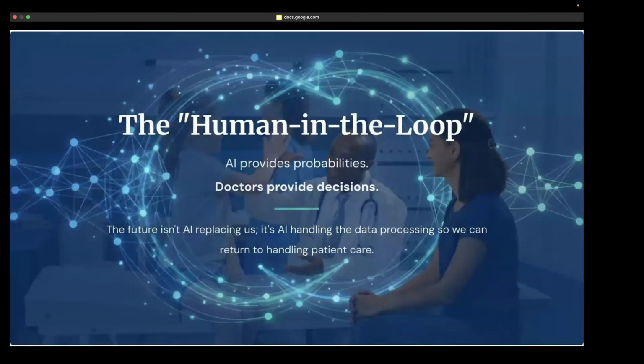And so having a human in the loop is important. I think that AI provides us a lot of opportunities, but doctors at this moment still provide decisions. And so I think having a human in the loop is important for many different domains, not just medicine. And so that's my presentation.